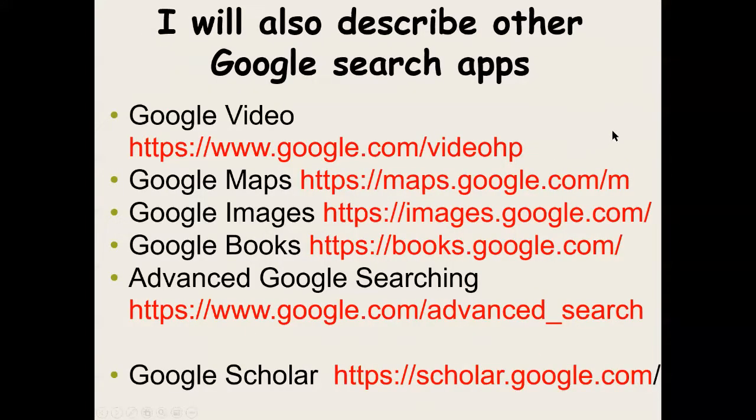I'm also going to talk about two or three other Google types of applications. The first of these is Google Video. I'll also talk about Google Maps, Google Images, Google Books, and I'll point out how to get to what's called advanced Google searching. And finally, I'll do the gem. As far as I'm concerned, I'll talk about Google Scholar. In red are all the addresses to find all of those. In most of those cases, I've got them linked in my browser so I can find them immediately if I want to do so afterward.